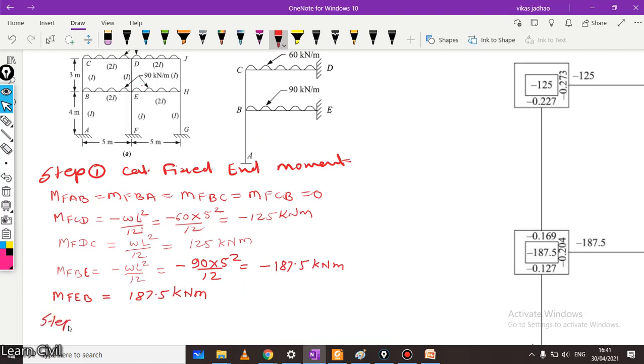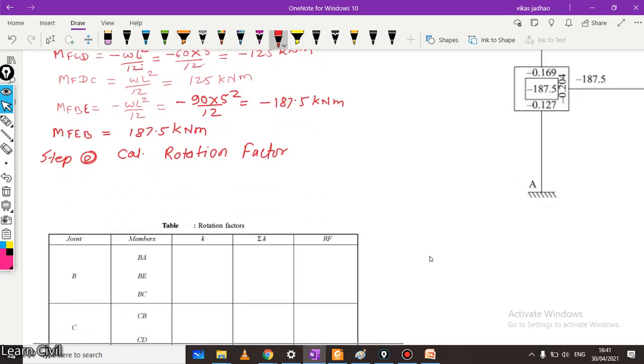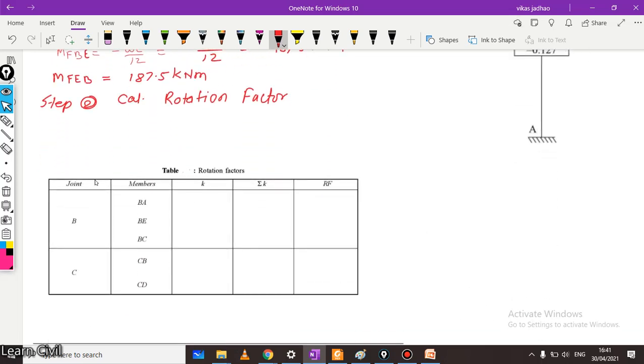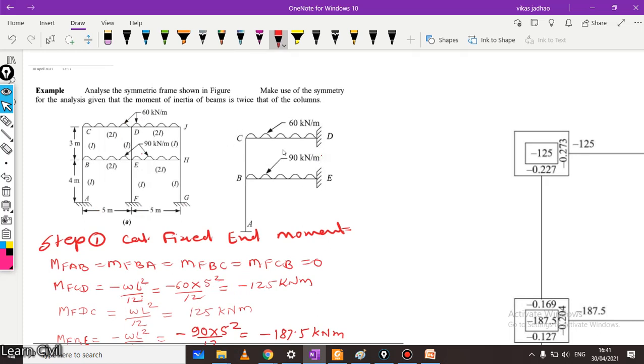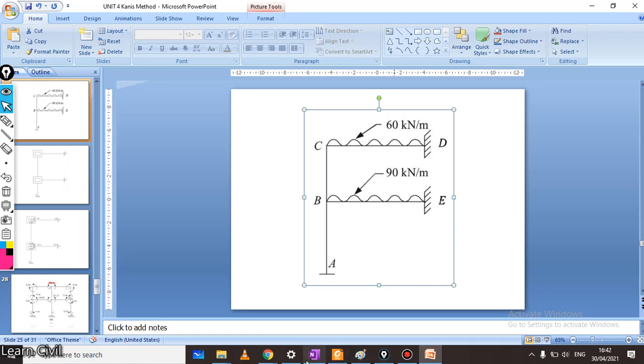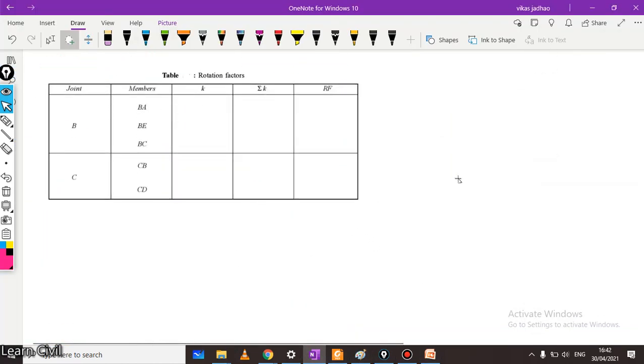Step number 2 is to find out the rotation factor. So calculate the rotation factor. For calculating the rotation factor, we need to prepare a table like this. Sorry, I'll copy this one and paste it here.